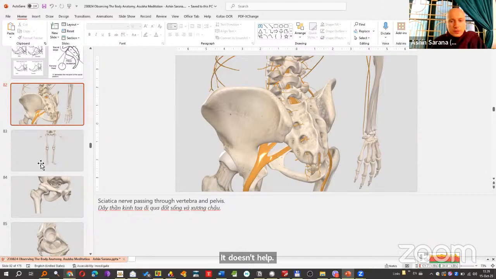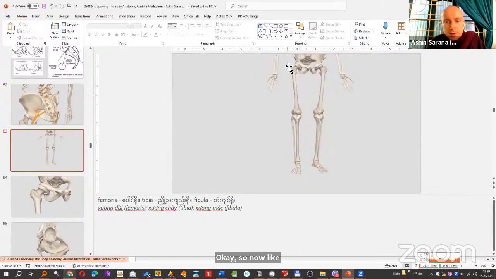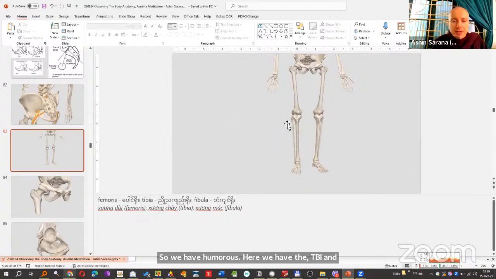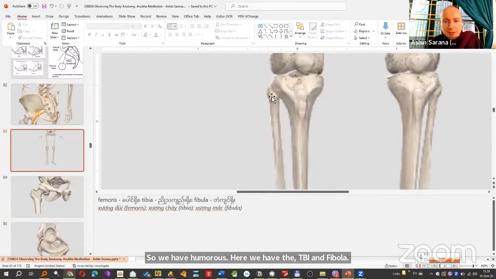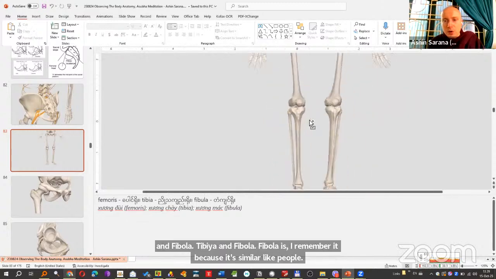Okay, so now leg bones. So we have the humerus. Here we have the tibia and fibula. Tibia and fibula. I remember fibula because it's similar to feeble. So the thin one is fibula. Tibia is the strong one.